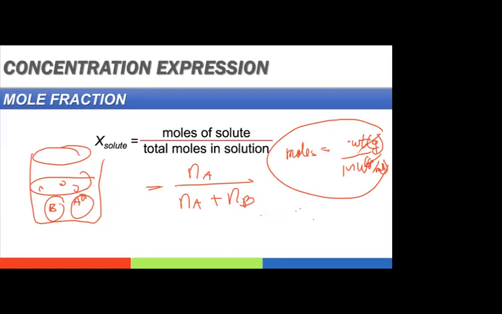Sometimes, hindi mole fraction of solute ang hinihingi. It's mole fraction of the solvent. In that case, what will be my numerator? Mole of solvent divided by still the total number of moles. You don't need to multiply this by 100. Why? Mole fraction, fraction ang hinihingi, hindi mole percent. Okay? So, yan ang mole fraction.